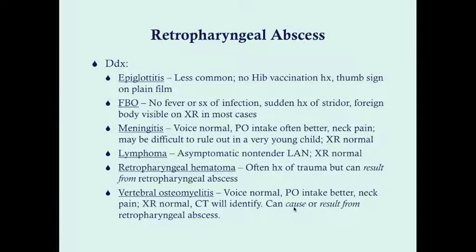And this can cause a retropharyngeal abscess, and it can also result from a retropharyngeal abscess. So it's working two ways here. You can get a spread of the osteomyelitis into the retropharyngeal space. Likewise, an infection of the retropharyngeal space can come into the bone. Remember that the retropharyngeal space is right in contact with the vertebral bones.